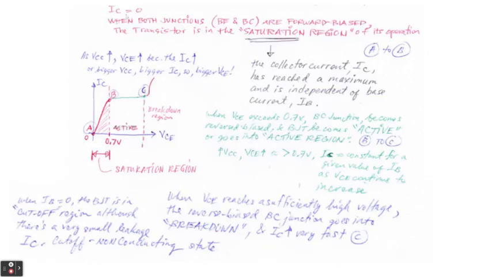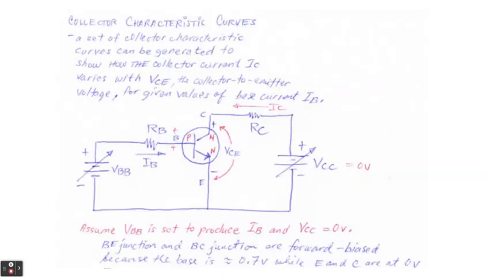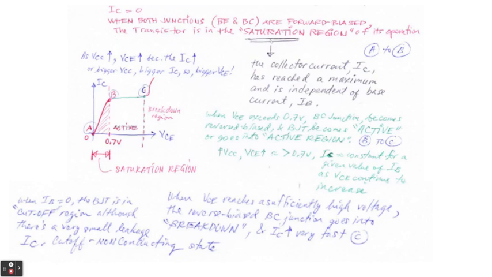Now, if the IC equals 0 and both junctions BE and BC are forward biased, of course, the transistor is in the saturation region of its operation. Here, the collector current in saturation has reached a maximum and is independent of the base current. It is not affected anymore by the IB when you reach the saturation region. In other words, the IC will no longer increase or decrease based on the IB. It has no more effect because it's already saturated.